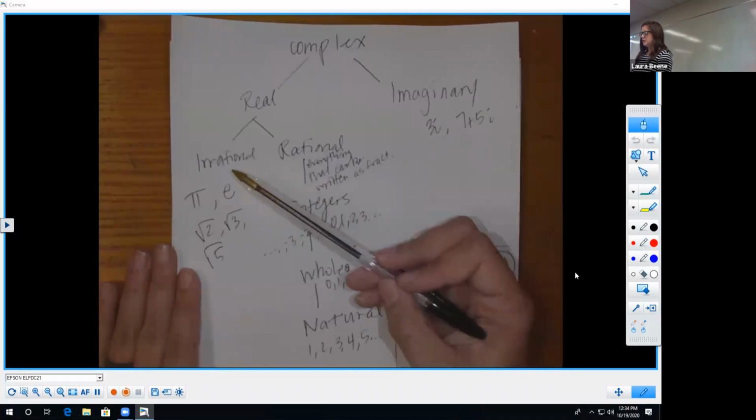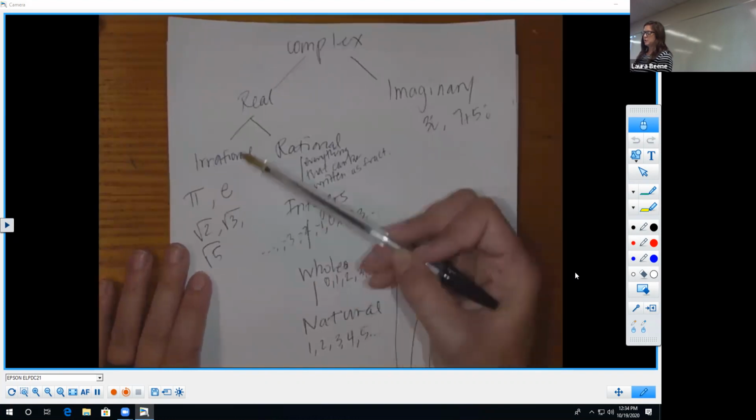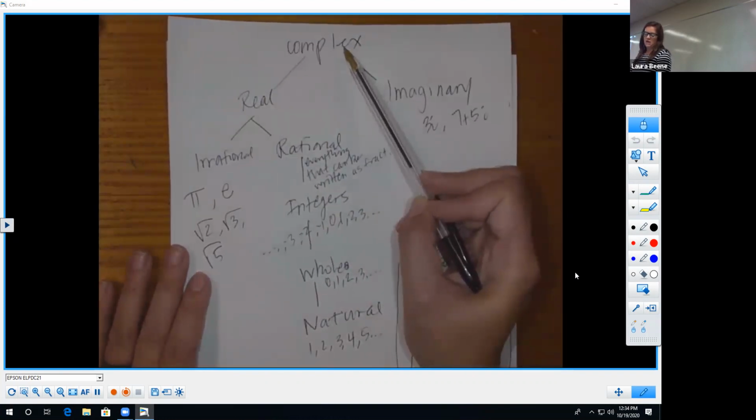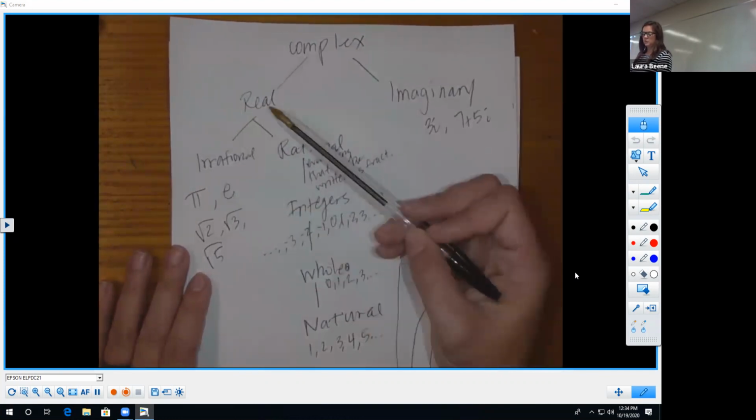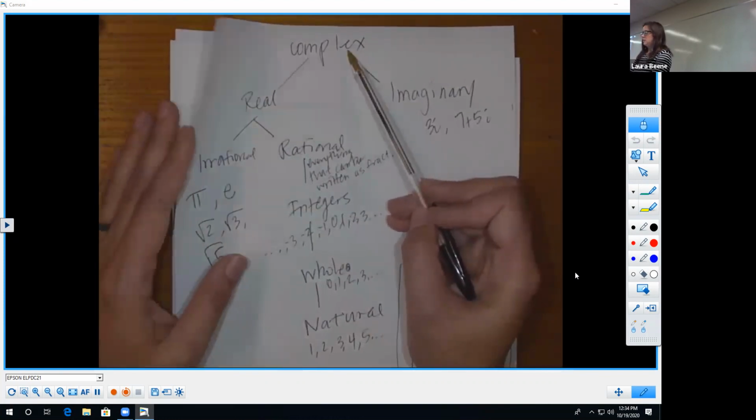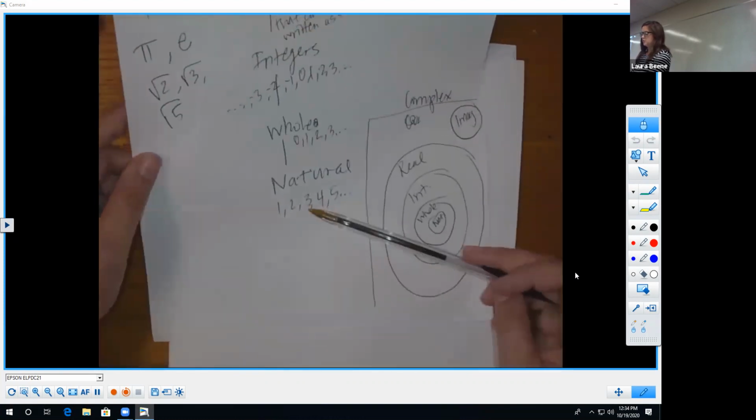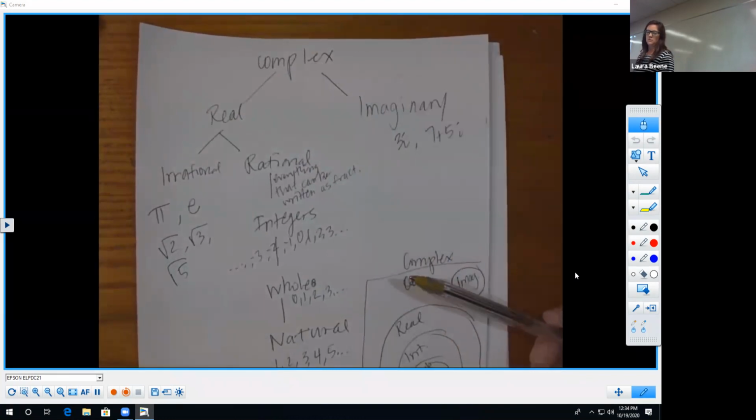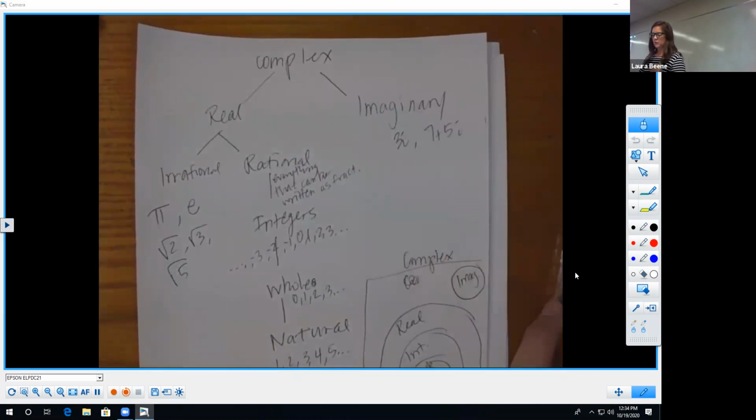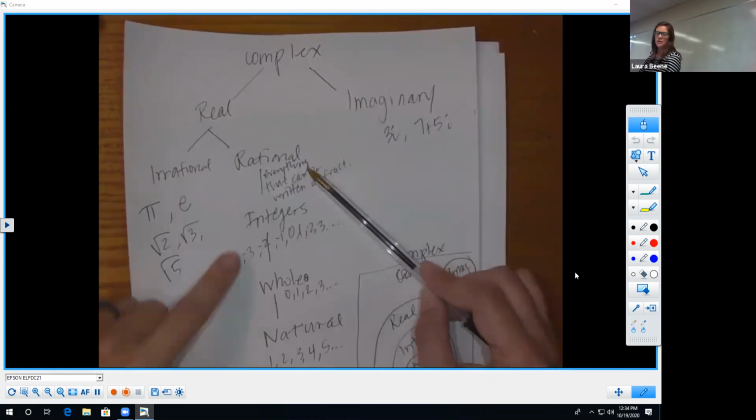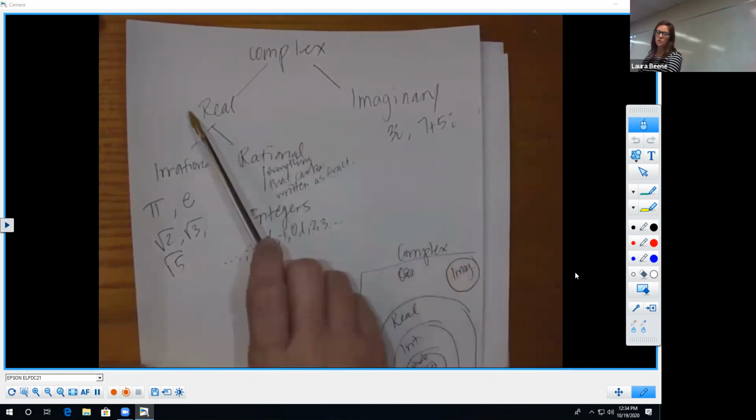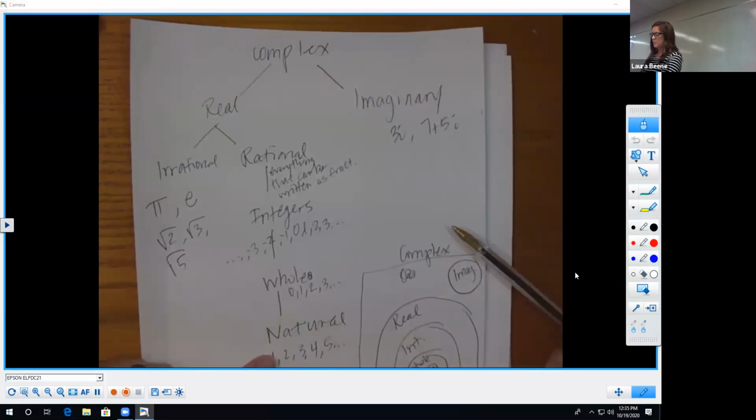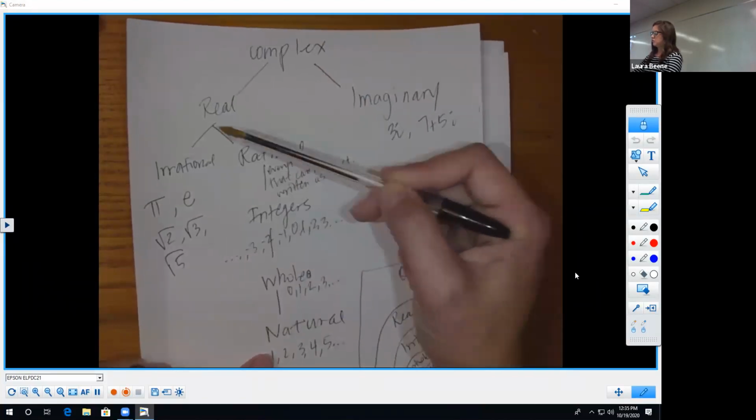Square root of 3 is an irrational number. So it's irrational, real, and complex. Pi: irrational, real, complex. The number 2 is natural, whole, integer, rational, real, complex. 2/3 is just a fraction. It's not an integer or anything below it, so it's just rational, real, complex. And then -4 is integer, rational, real, complex.